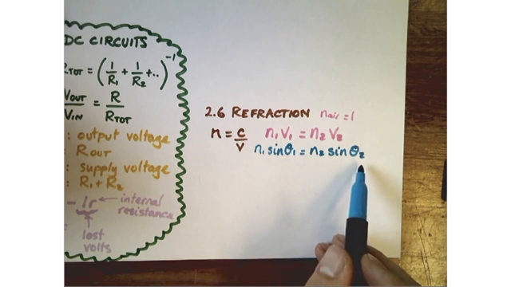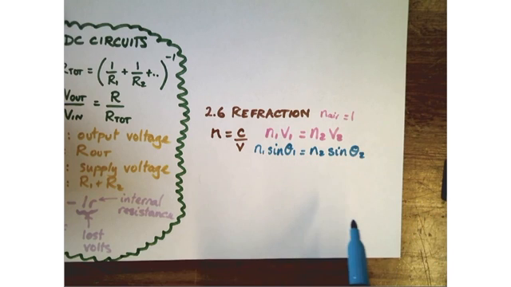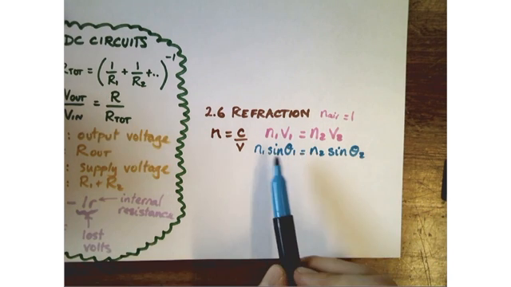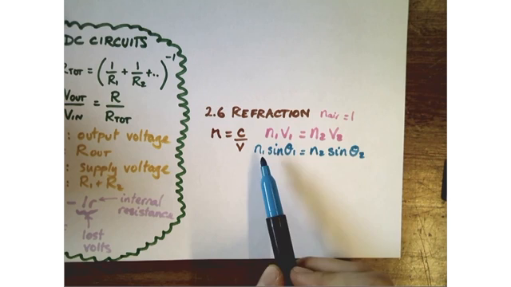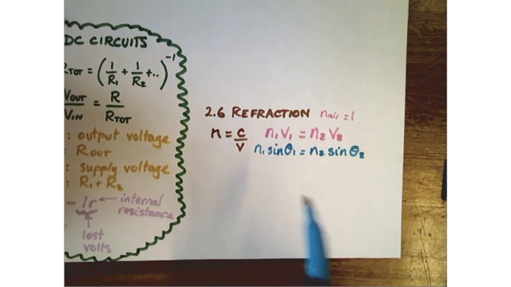So if it's more dense to less dense or less dense to more dense, then remember every time coming out of 1 and into 2 or towards 2.